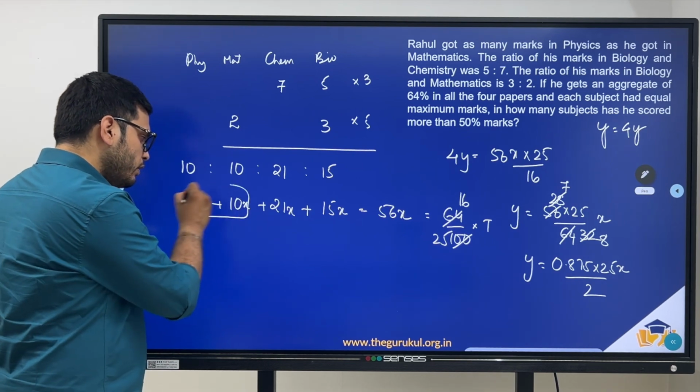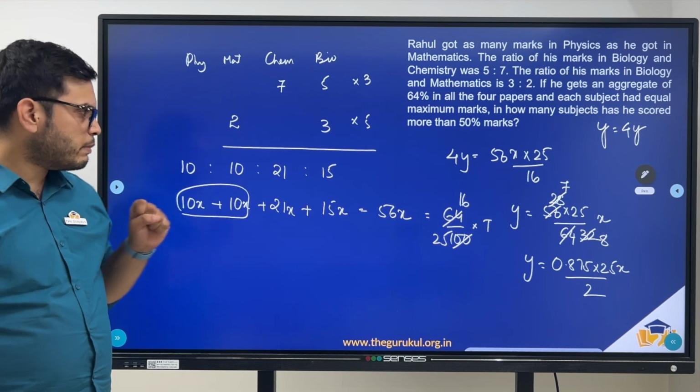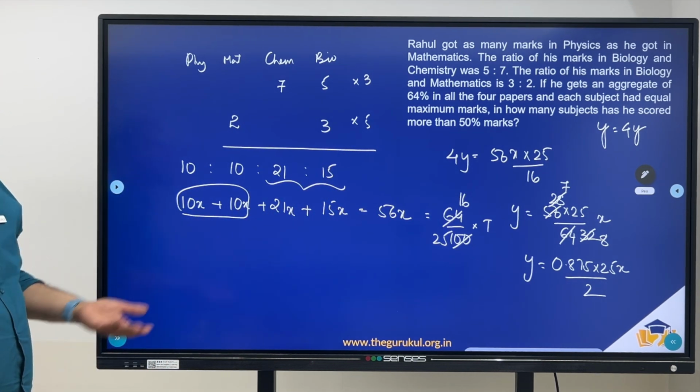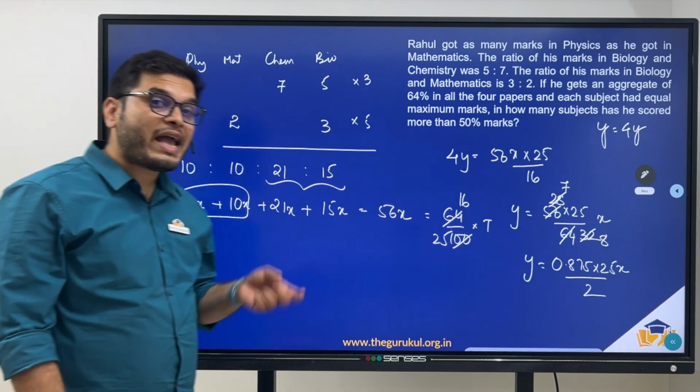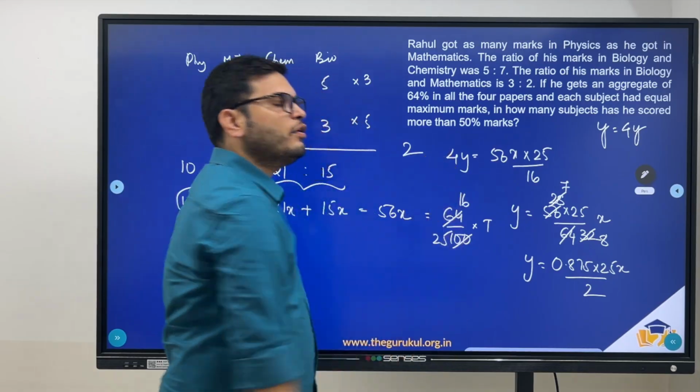Now, in how many subjects do we have Rahul getting more than 50% marks? In these two subjects, physics and mathematics, he had definitely got less than 50% of the maximum score. So, in the subjects chemistry and biology, we have Rahul getting more than 50% of the maximum marks of each subject. So, the answer for this question should be 2.